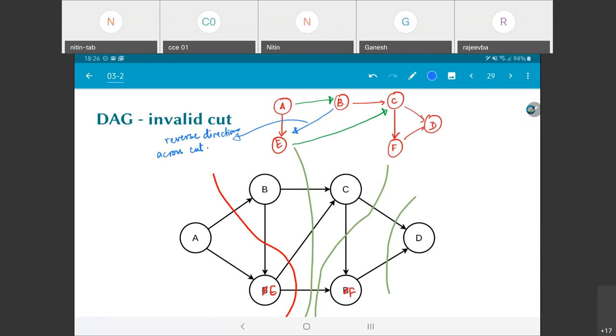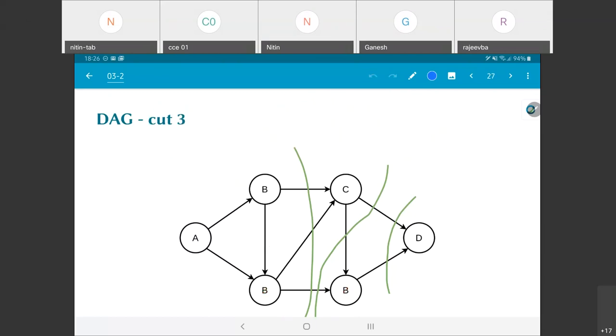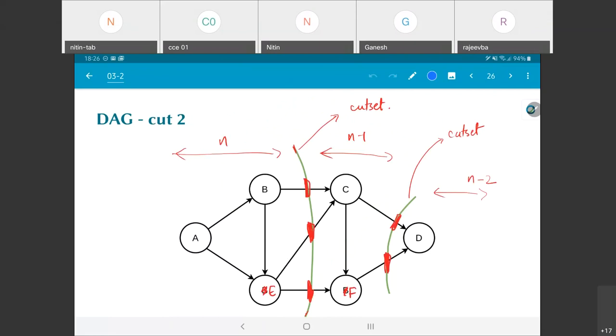Because you remember in the previous picture, I basically told you that you can think of this as ABE being in sort of zone N. C and F are in zone N-1, D is in zone N-2. They're all corresponding to those iterations that they are doing computations.